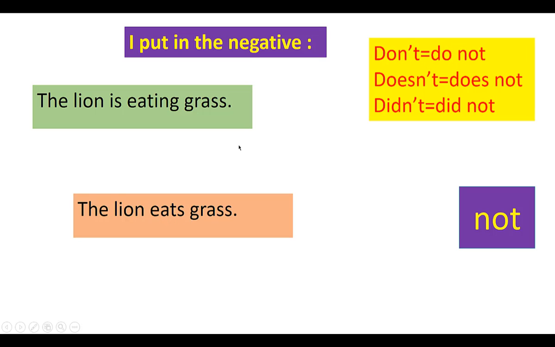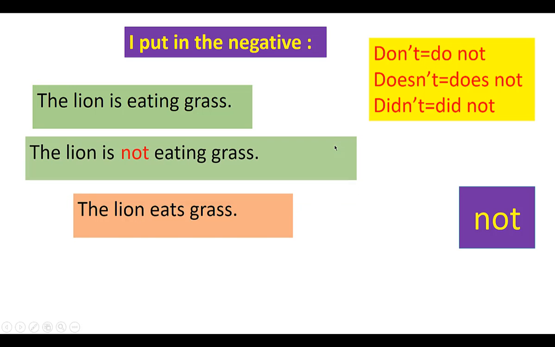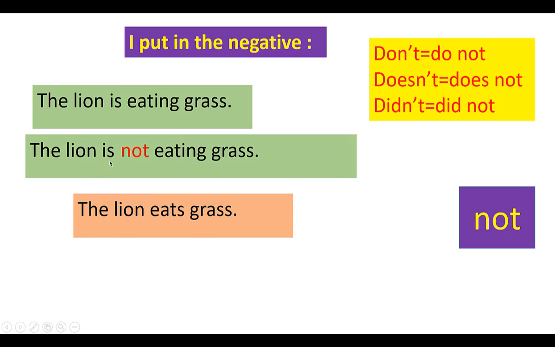So, what is the negative form of the first sentence? The lion is eating grass. We will write what? 1, 2, 3. Check your answer. Very good. The lion is not eating grass, because we have two parts and we put not between is and the verb plus ing. Okay.